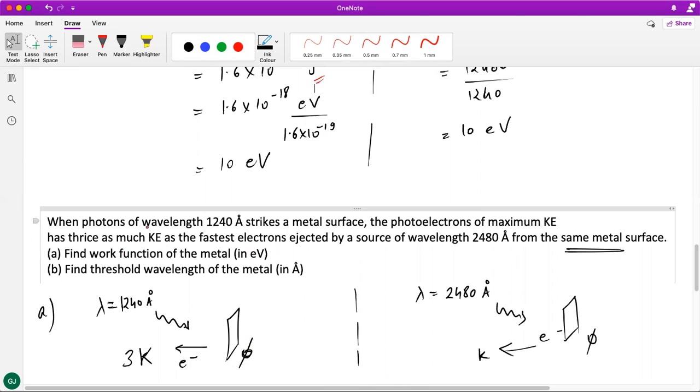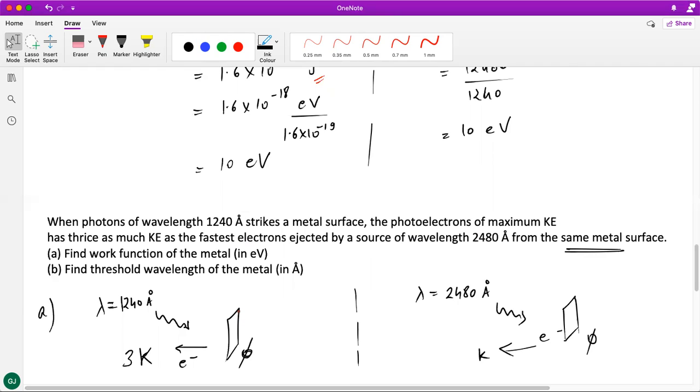So reading the language of the question, it says that when photons of wavelength 1240 angstrom strike a metal surface, the photoelectrons of maximum kinetic energy that are ejected have thrice as much kinetic energy as the fastest electrons ejected by a source of wavelength 2480 angstrom from the same metal surface. All right, so we try to now visualize what is given. This is too much English, so we try to break it up.